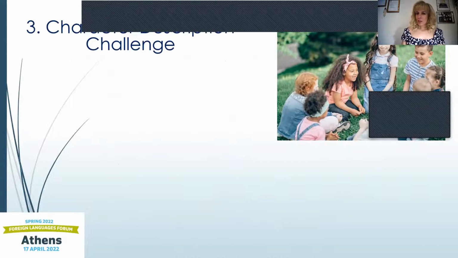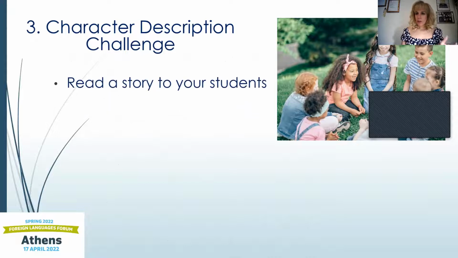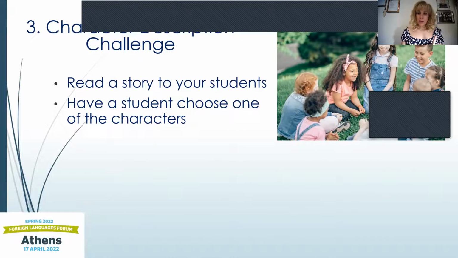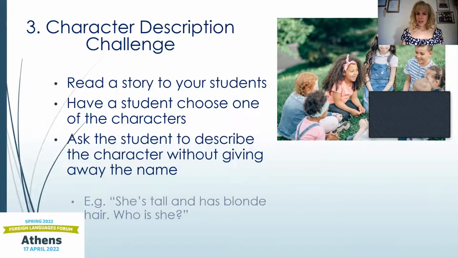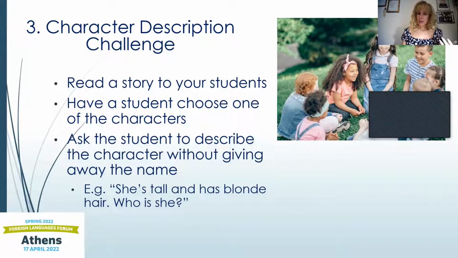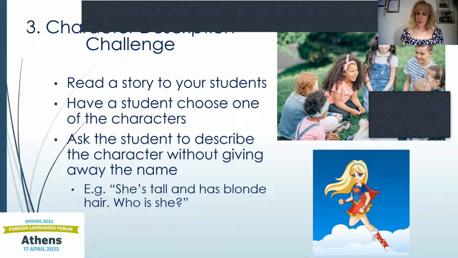Character description challenge. This is a fun one. I love it. We've done it many times in class. Read a story to your students. And after you read the story, have a student choose one of the characters, but not share it with the others. Okay. Don't give the name away. And as the student is describing it to the others, for example, she's tall and has blonde hair. Who is she? So for example, we might be reading a graphic novel about Supergirl. Okay, so the answer is Supergirl. All right, and it's fun. Just try to choose readers that have more than 4 or 5 characters in it, so you can have variation and have more options to choose from.